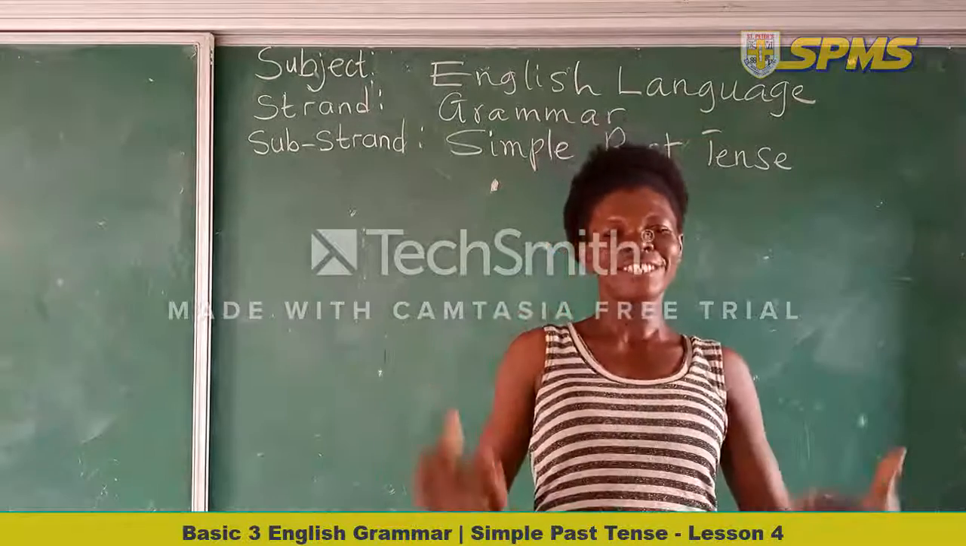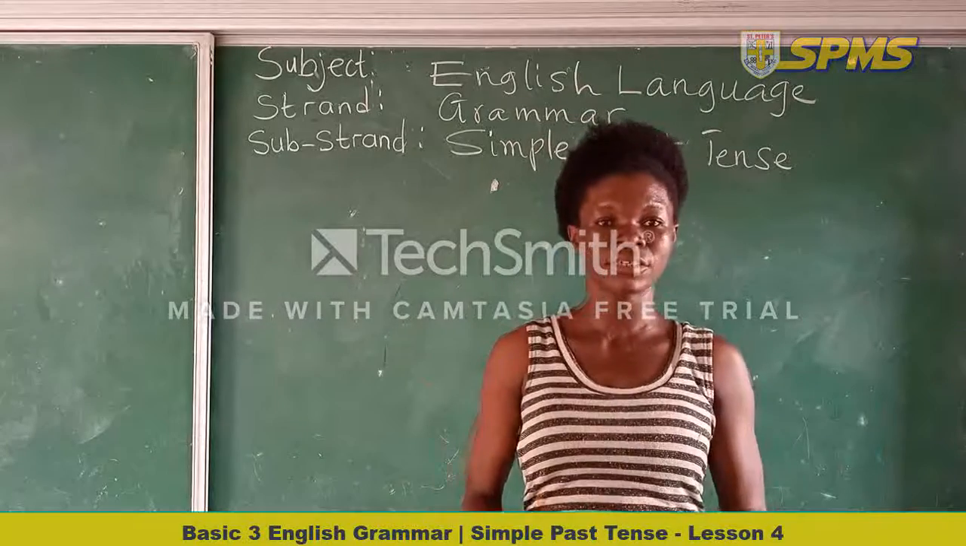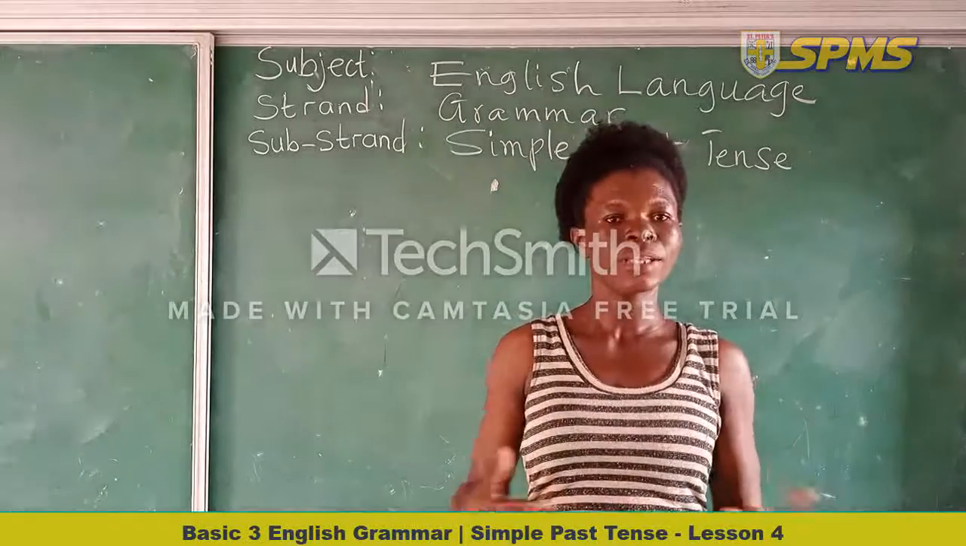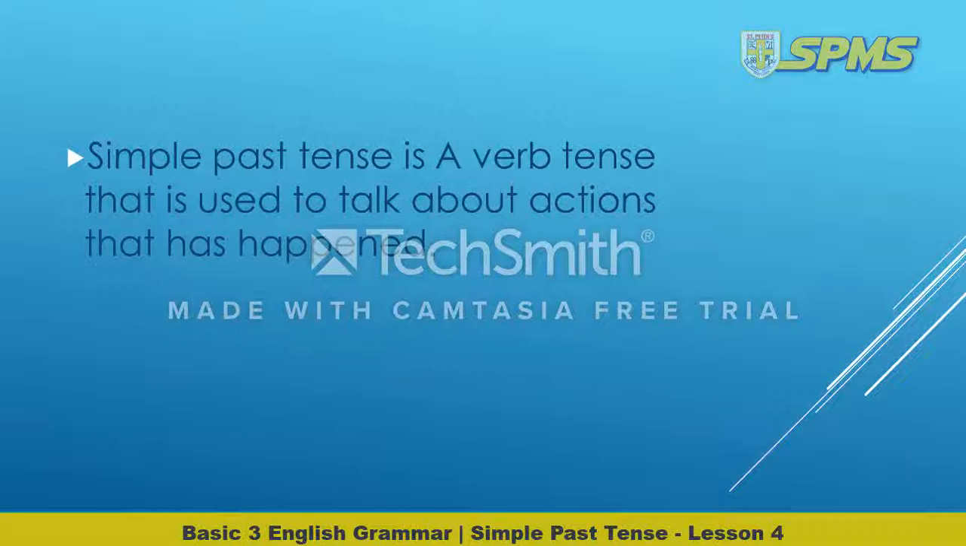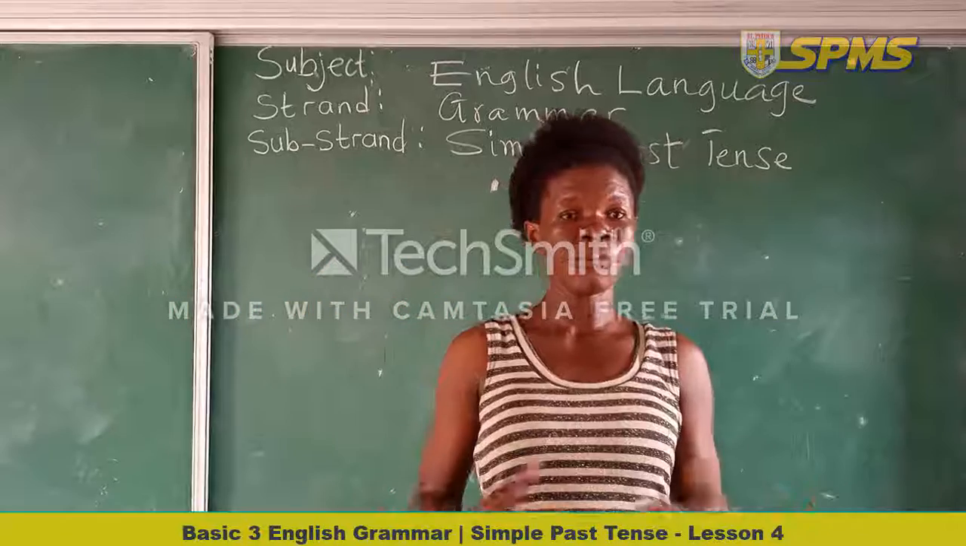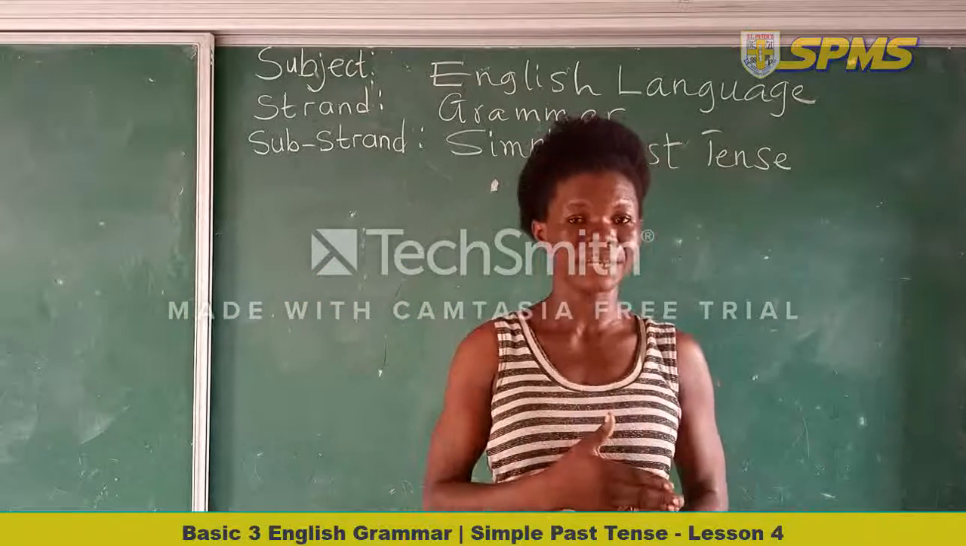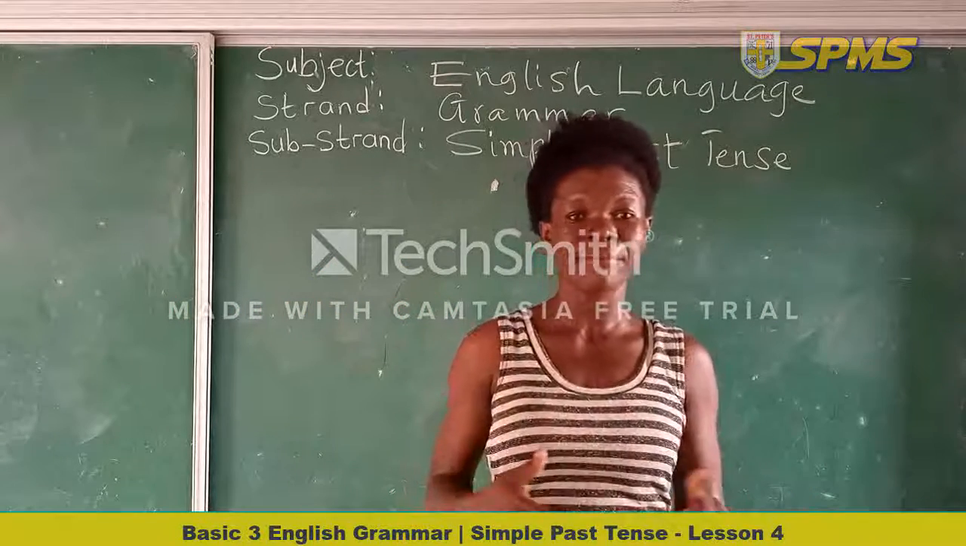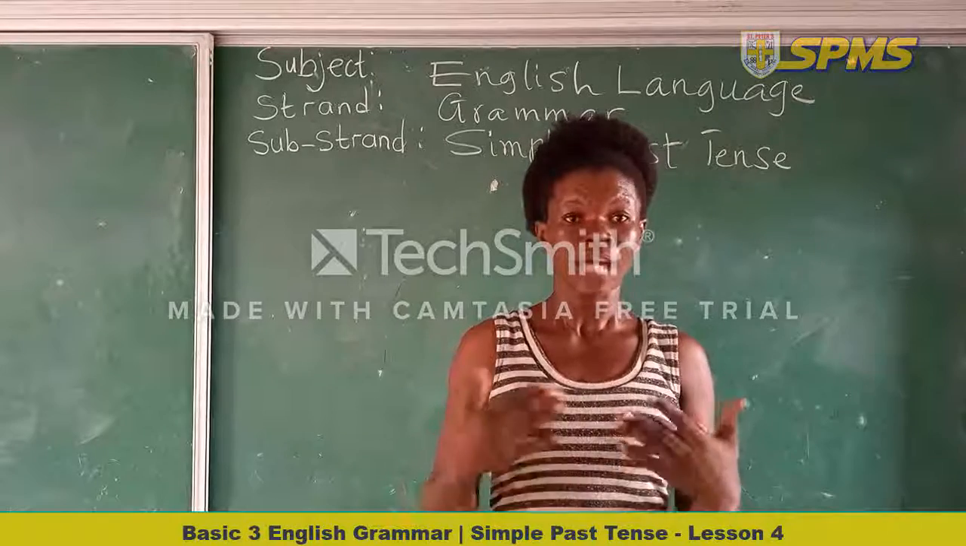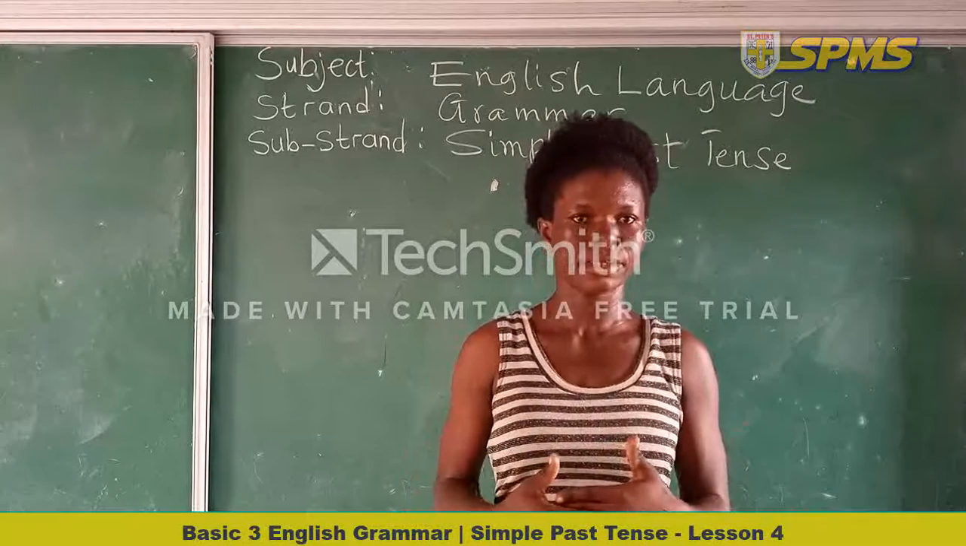Very good. Today's lesson, like I said before, is on simple past tense. What then is a simple past tense? A simple past tense is a tense that is used to talk about actions that have happened. For us to form our simple past tense, we need a subject and a verb. This time, the verbs that we are going to use are going to be in the past.